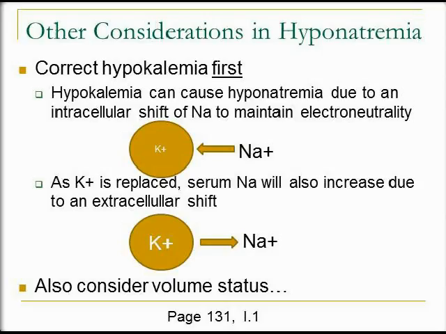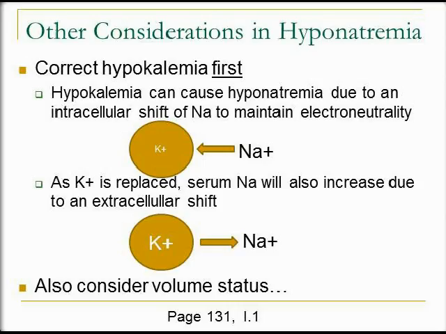So some other considerations for patients with hyponatremia is that you want to look at the potassium and you want to correct if they have hypokalemia. Potassium is the primary intracellular cation. If you have hypokalemia, then sodium actually shifts into the cell in order to maintain the intracellular electroneutrality. So as you replace your potassium, your sodium will shift out of your cell and it will naturally increase. So you want to replace your potassium if you have hypokalemia in conjunction with hyponatremia.